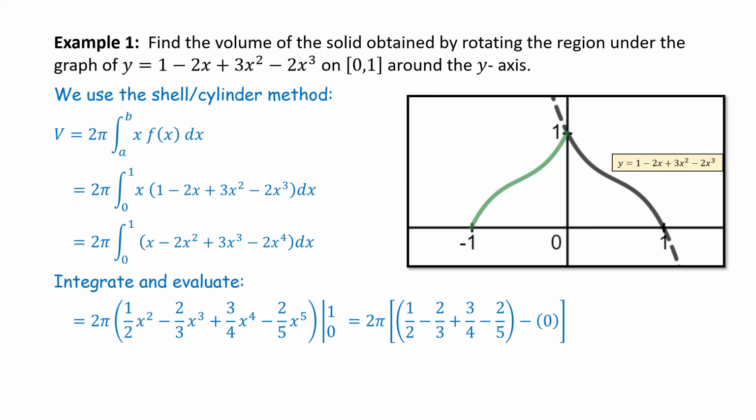Combining 1/2 minus 2/3 plus 3/4 minus 2/5, you still have the constant 2 pi, and the other part becomes 11/60. Multiply 2 pi by 11/60, and the volume is 11 pi over 30.